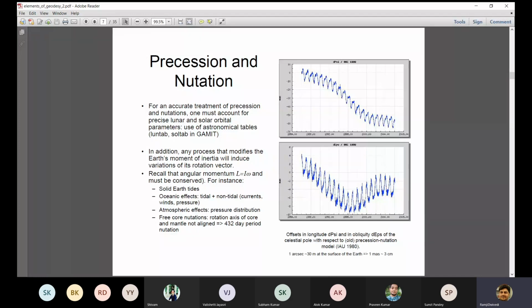Okay, 1 arc second is about 30 meters at the surface of Earth. 1 milli-arc second is about 3 centimeters. So the offset is somewhere around 6 centimeters in the case of obliquity, and somewhere around 150 centimeters in the shift in longitude.